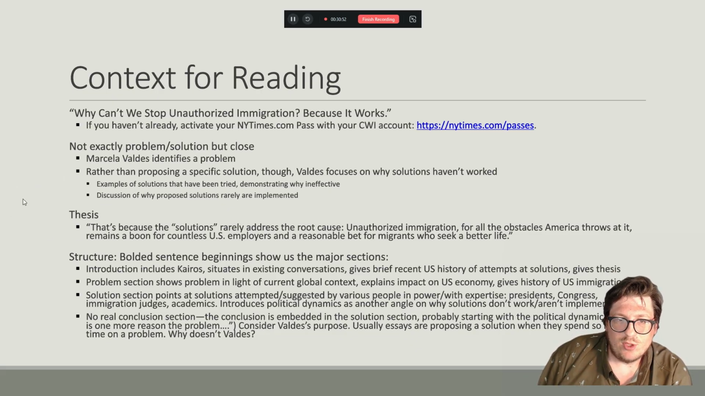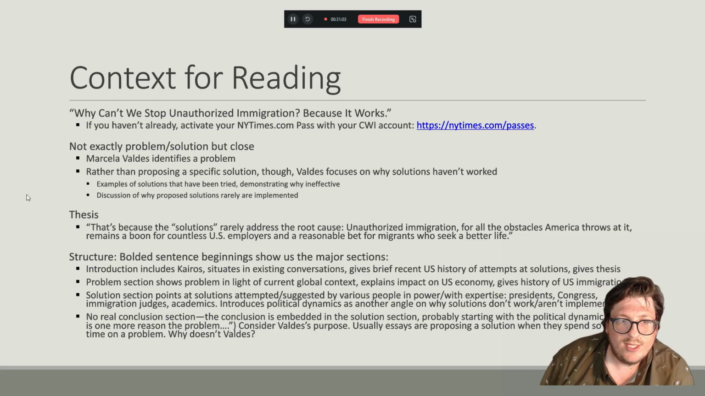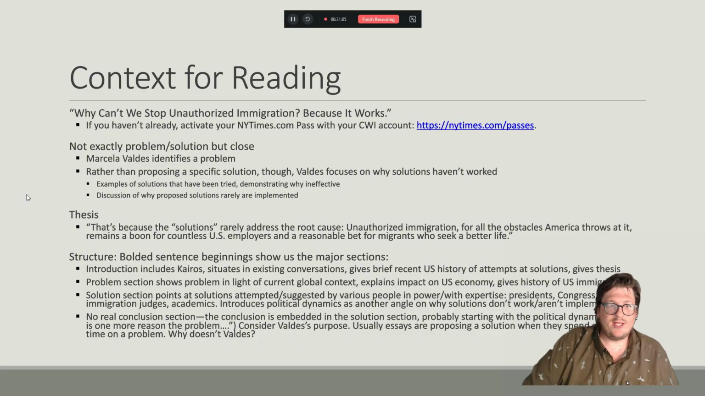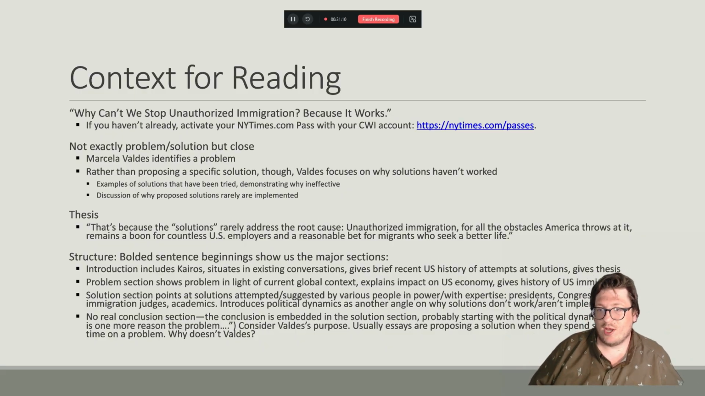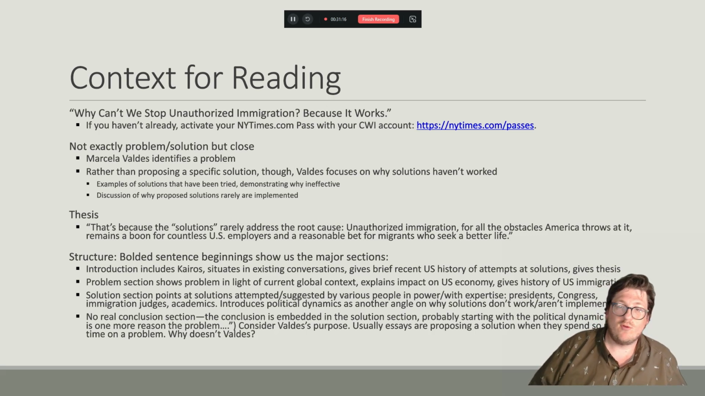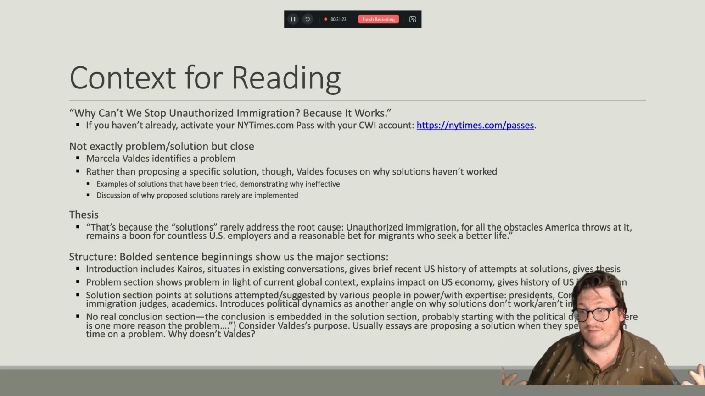She has examples of solutions that have been tried and demonstrates why they were ineffective, and she has a discussion of why proposed solutions aren't actually implemented very much. So her thesis for this essay is that's because the solutions rarely address the root cause. Unauthorized immigration, for all obstacles America throws at it, remains a boon for countless U.S. employers and a reasonable bet for migrants who seek a better life. So its thesis is, this is why this hasn't been fixed.